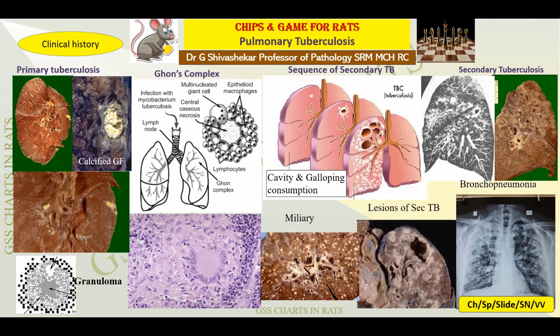Dear students, the class for today is Pulmonary Tuberculosis, and it is in the form of a chart. Whenever we use the word pulmonary tuberculosis, we mean primary tuberculosis, secondary tuberculosis, and miliary tuberculosis. All the three should be borne in mind. Now we shall go to them one by one.